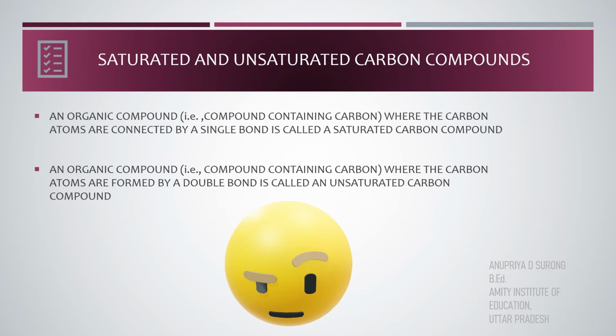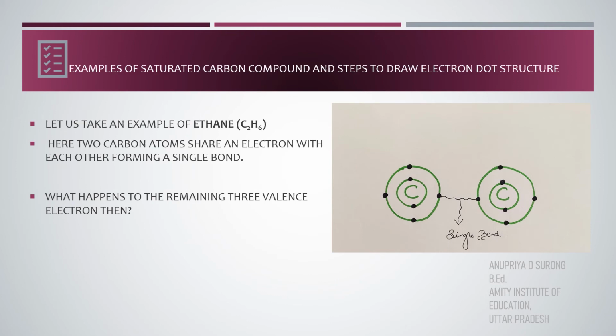Pause the video and try to understand the difference between saturated and unsaturated carbon compounds. Oh yes, find out if triple bonds in carbon are also called unsaturated carbon compounds or not. Okay, examples of saturated carbon compound and steps to draw electron dot structure.